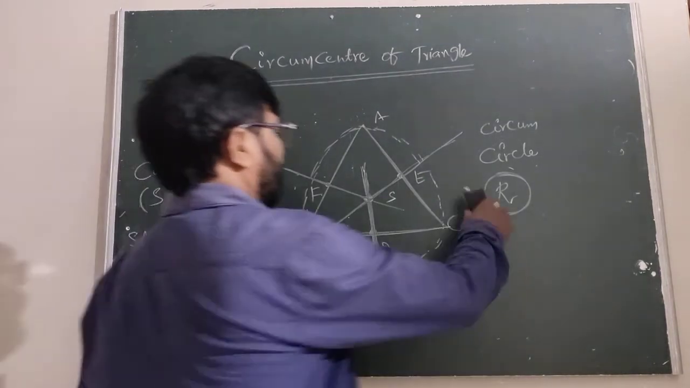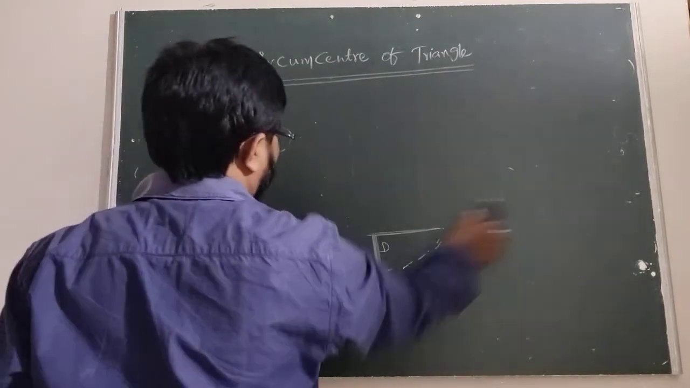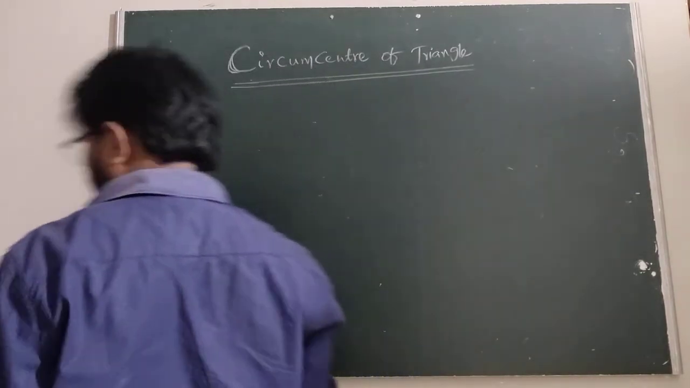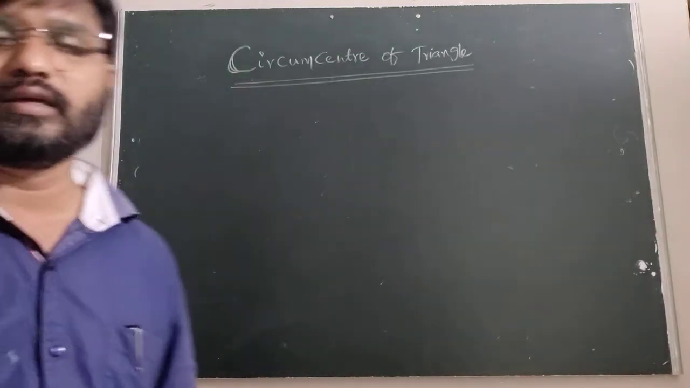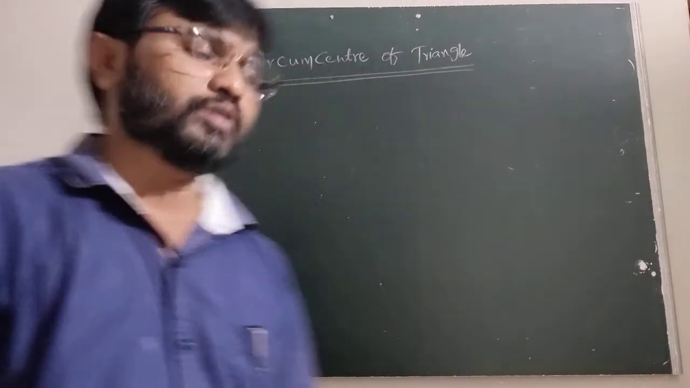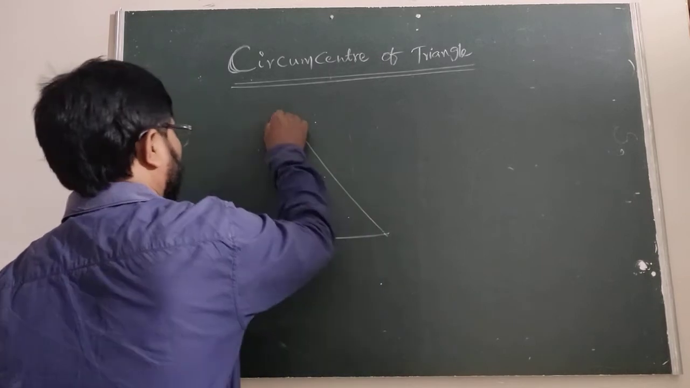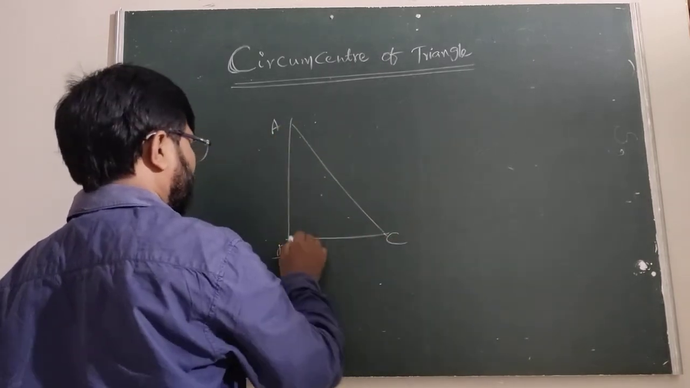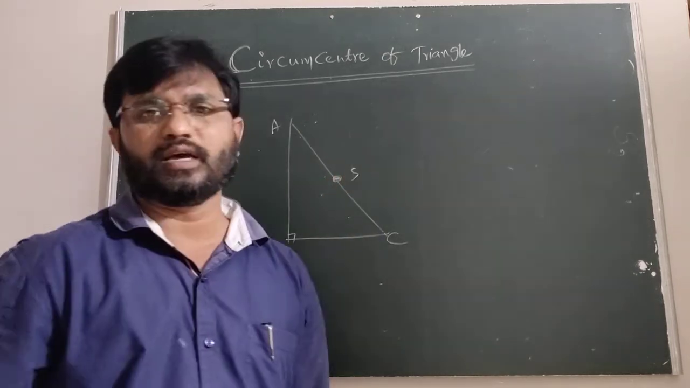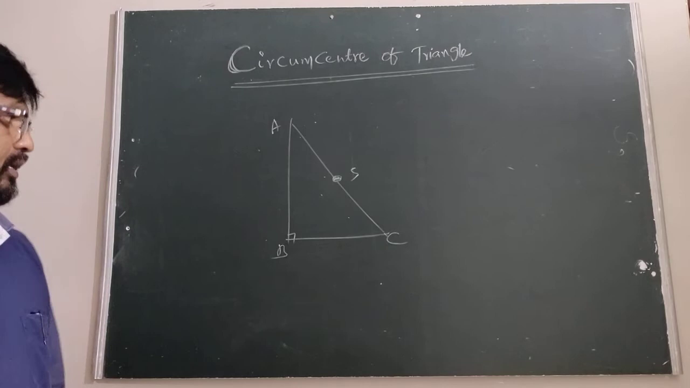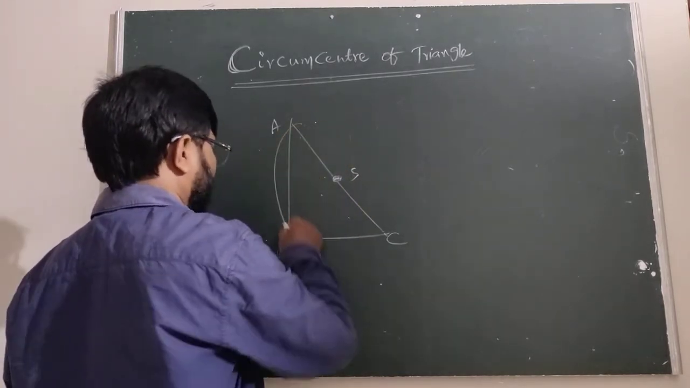Now, locate the position of the circumcenter in the right angle triangle, acute angle triangle and obtuse angle triangle. Suppose triangle ABC is a right angle triangle, all of you listen here. In a right angle triangle, the circumcenter is the midpoint of the hypotenuse.